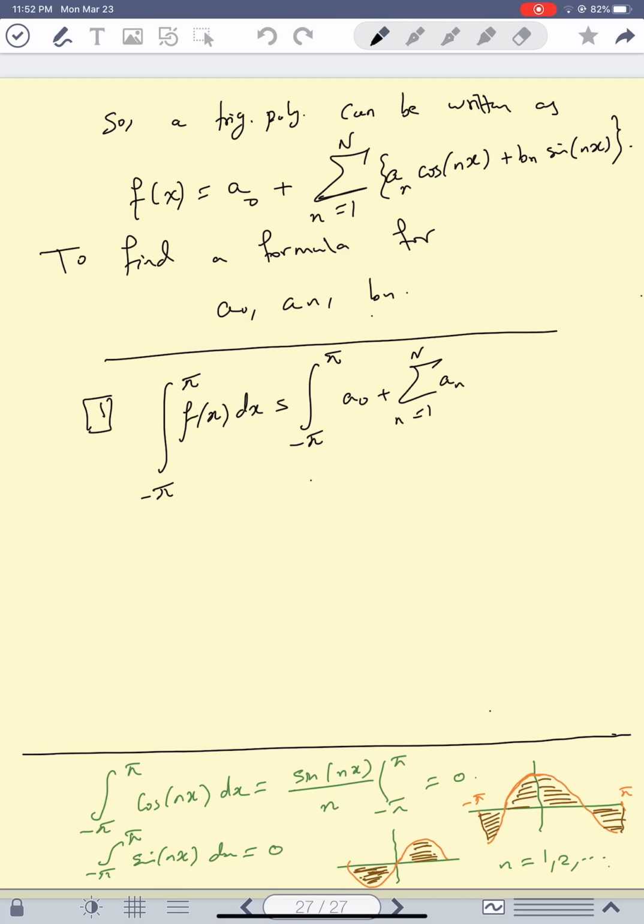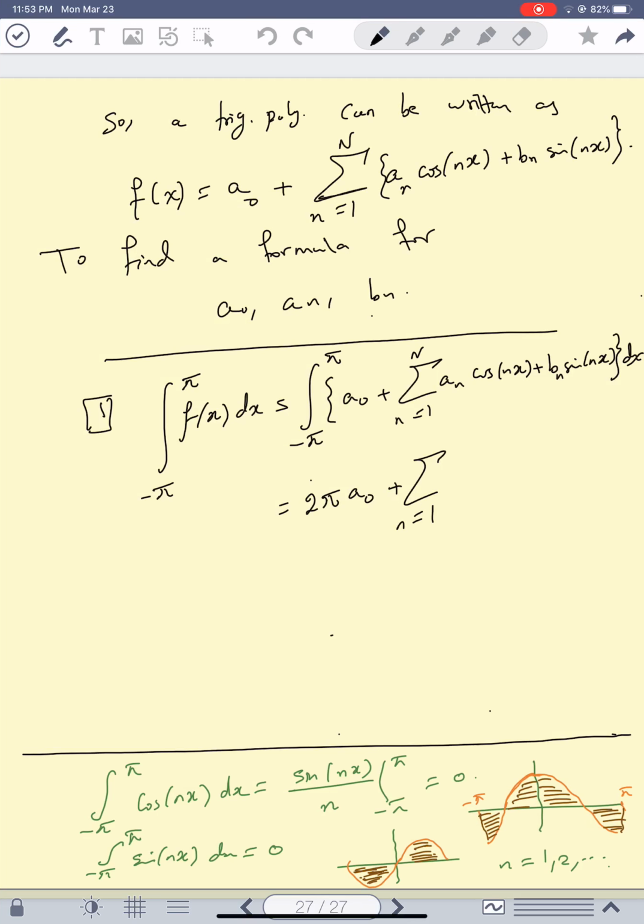And please don't be scared of this sum. It's very simple. All of this, of course, dx. Now what's the integral of a naught? As a constant, it's 2 pi a naught plus, then you can insert the integral into the sum. But if you insert the integral into the sum, what do you get?